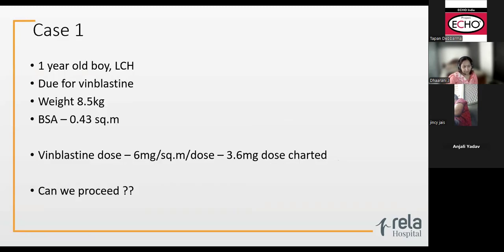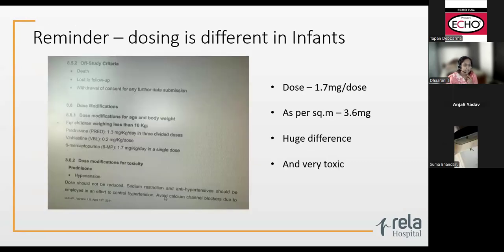So if you apply this mg per meter square here, you will definitely give a very high dose. So this is the protocol of that LCH, where you see clearly that the dose of vinblastine is 0.2 mg per kg per dose. If you calculate as per this, the dose is 1.7 mg. So it is hugely different. It is almost double. So we cannot be using it, and it is very, very toxic.